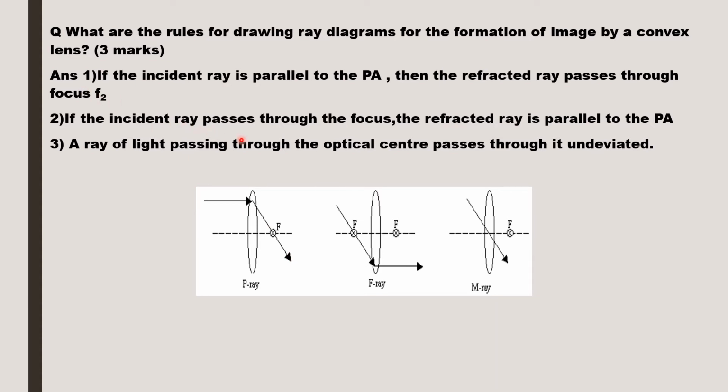If the incident ray passes through the focus of the lens, then the refracted ray is parallel to the principal axis. If the incident ray passes through the optical center of the lens, then it passes through it undeviated. So, each point carries 1 mark.